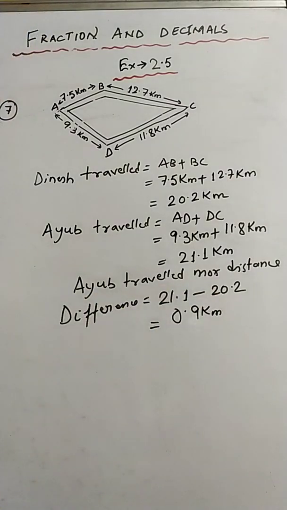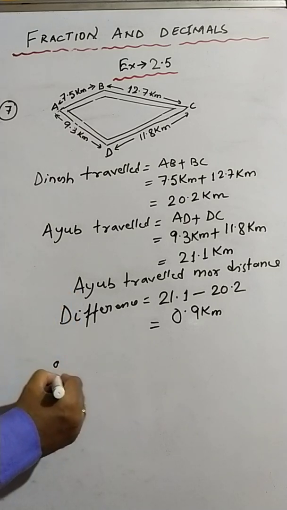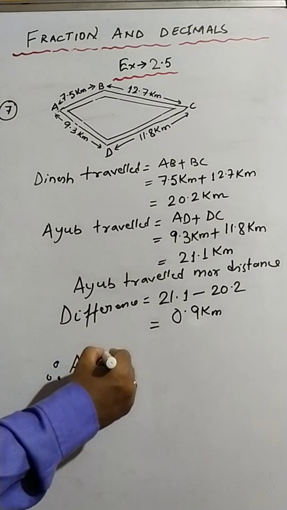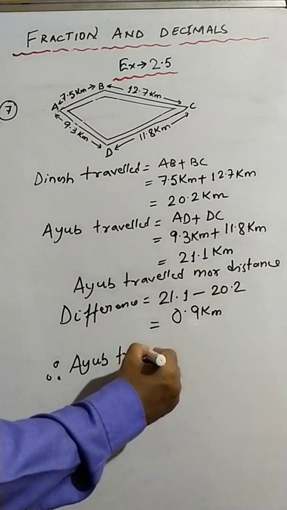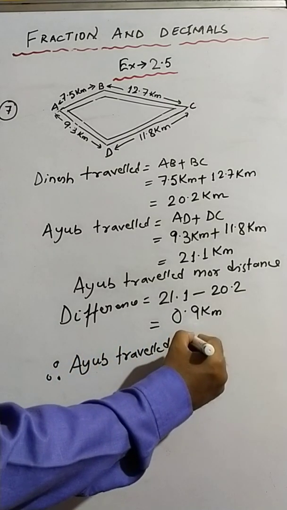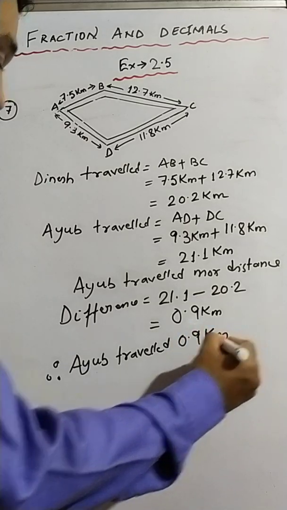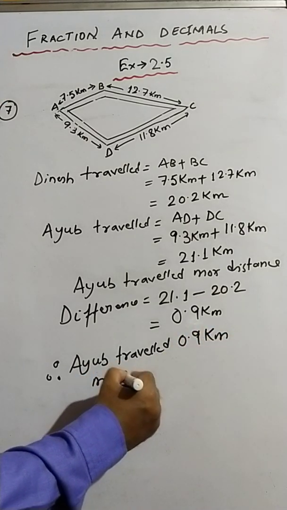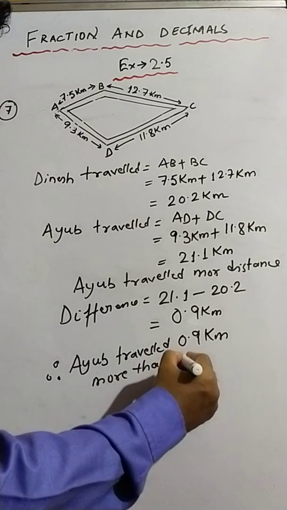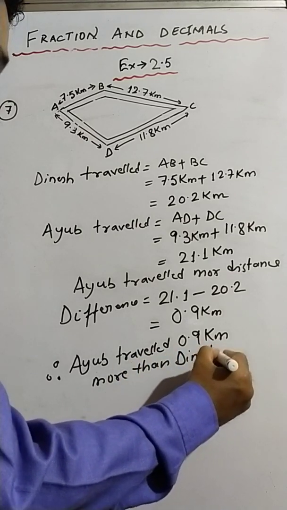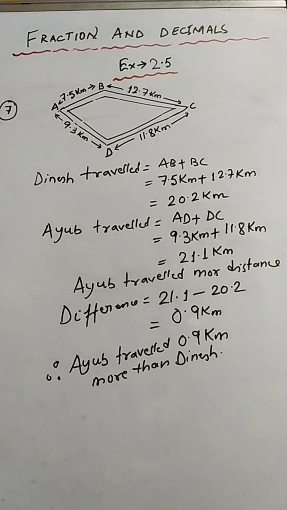kilometer. Okay, so how to conclude the solution? That Ayub traveled 0.9 kilometer more than Dinesh. Okay, so you will write, therefore, Ayub traveled 0.9 kilometer more than Dinesh. Okay, so this is the solution of sum number 7. I hope it was very easy.